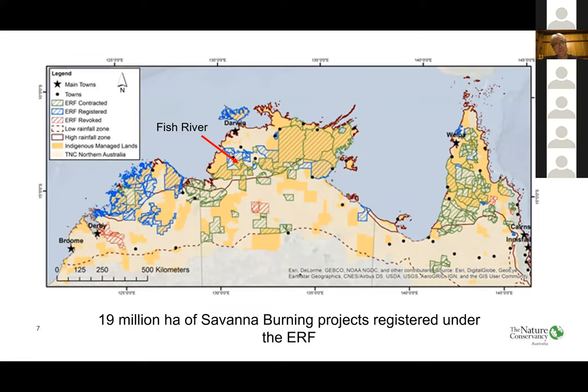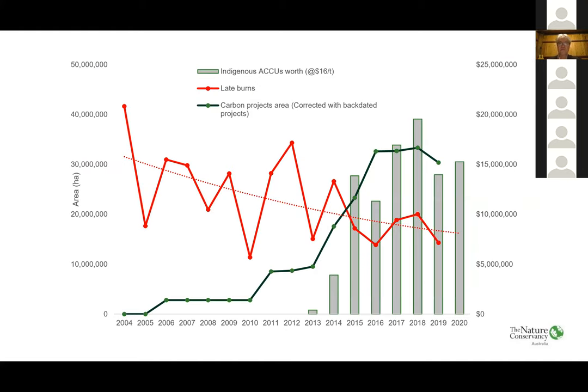But the actual benefit of the new approach was they then also provided for long-term contracts. So a lot of these projects were then able to secure 10-year contracts to reduce emissions, which was, again, for many of these groups, where funding for Indigenous ranger programs in this part of the world can be hot and cold, a fantastic foundation for a lot of these project areas. So the ERF, in its long-term contracts, proved to be quite secure.